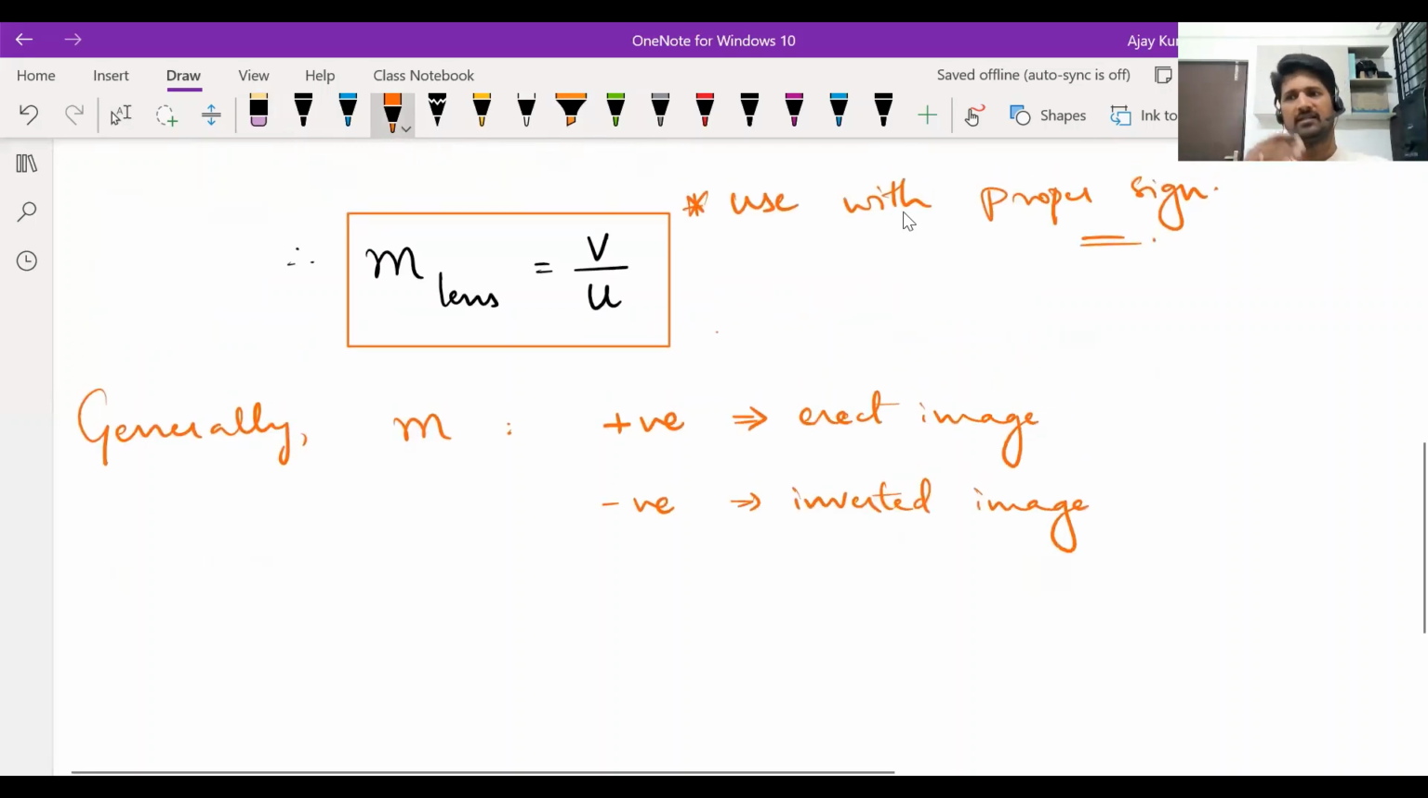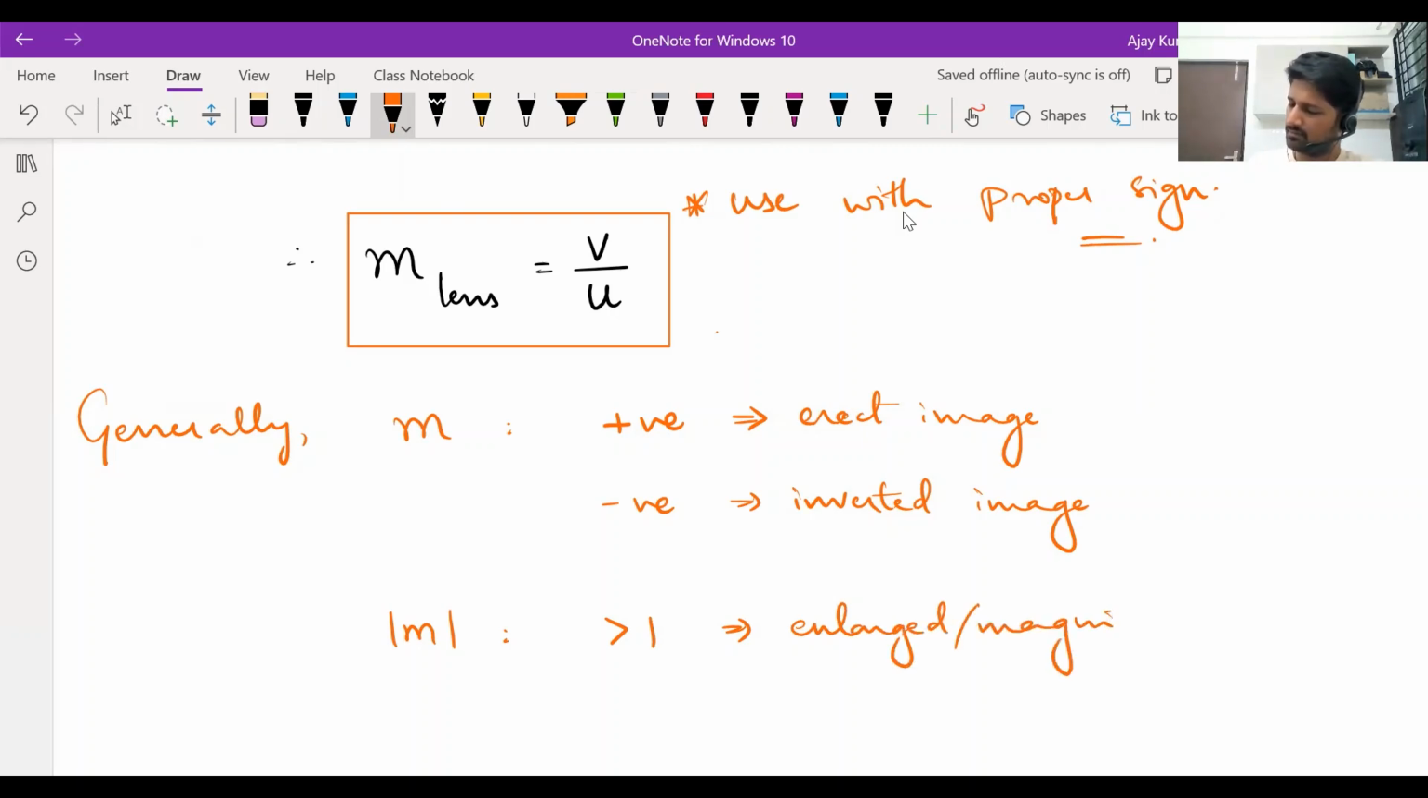Whether it's reflection or refraction, the meaning of positive negative is the same. Next, if magnitude of magnification is greater than 1, that means the image is bigger than the object. Okay, enlarged or magnified image. And if magnitude of magnification is less than 1, that indicates a diminished image compared to the object.